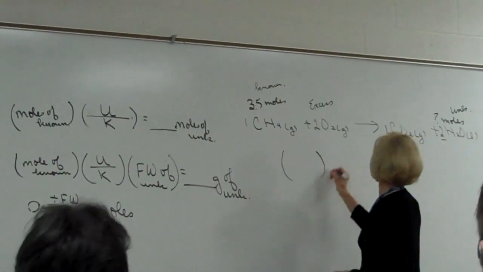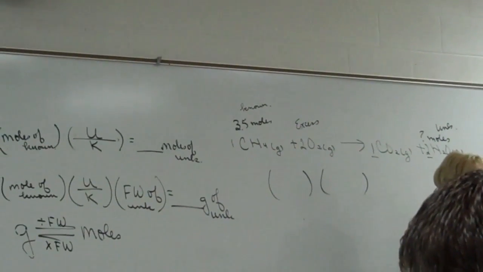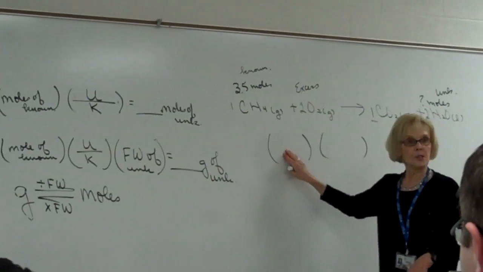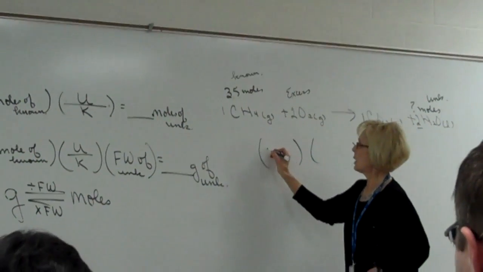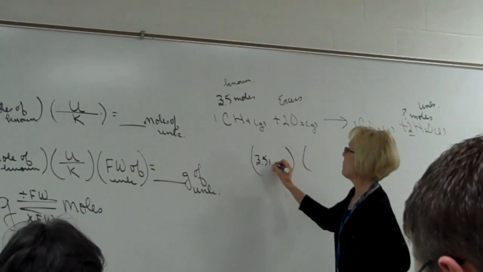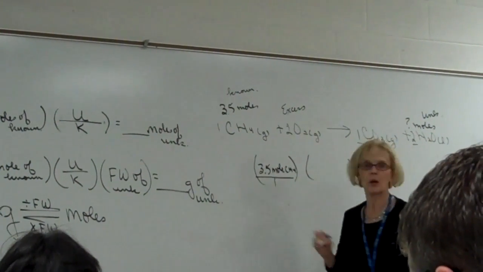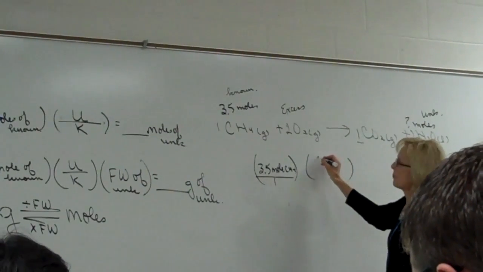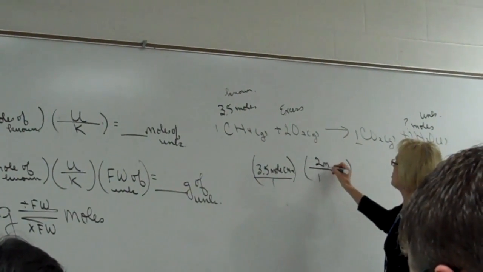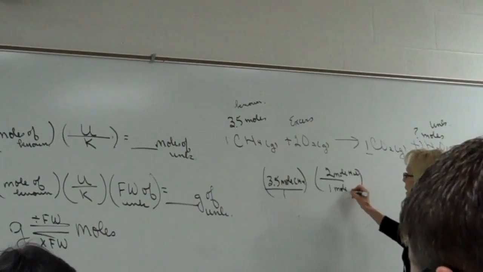Okay, so, since we're still going moles to moles, the simplest type. What goes in my first set of parentheses here? 3.5 moles of methane. Put that over 1 if you want to be real safe. Marco, what's my mole ratio this time? 2 to 1. 2 to 1. And it's 2 moles of water over 1 mole of methane.